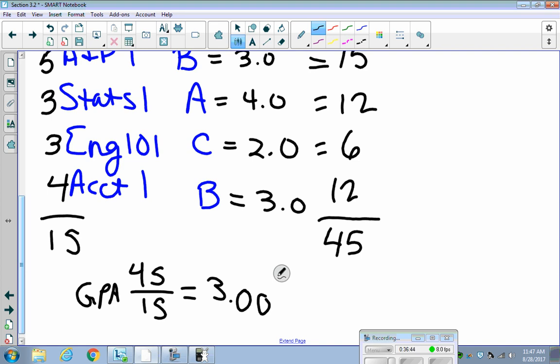Oh, yes, this is just for one semester. So when you see your transcript, you'll see the GPA for the semester, and then you'll see a cumulative GPA. So they'll go back and do every single course you've taken in this fashion to get your cumulative GPA. That's too much calculating, right?